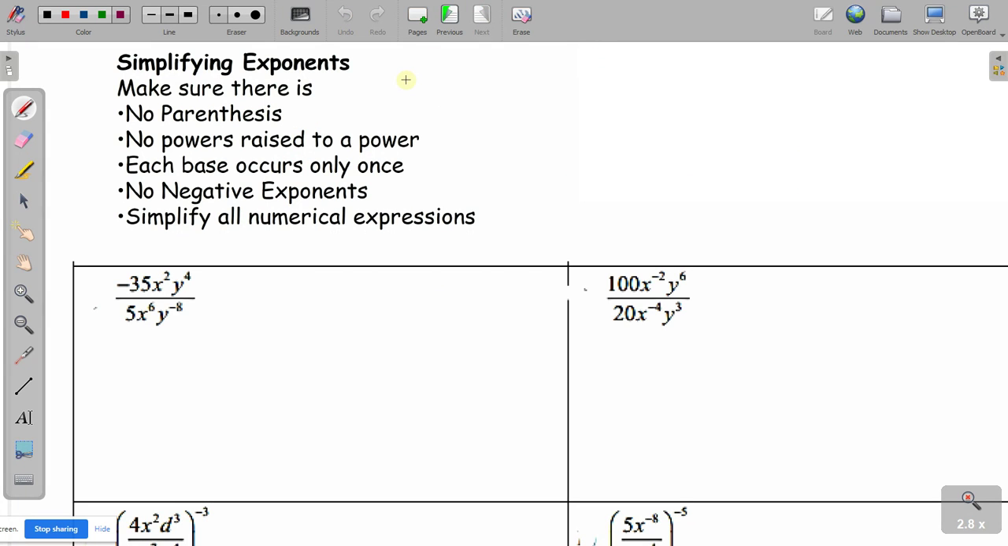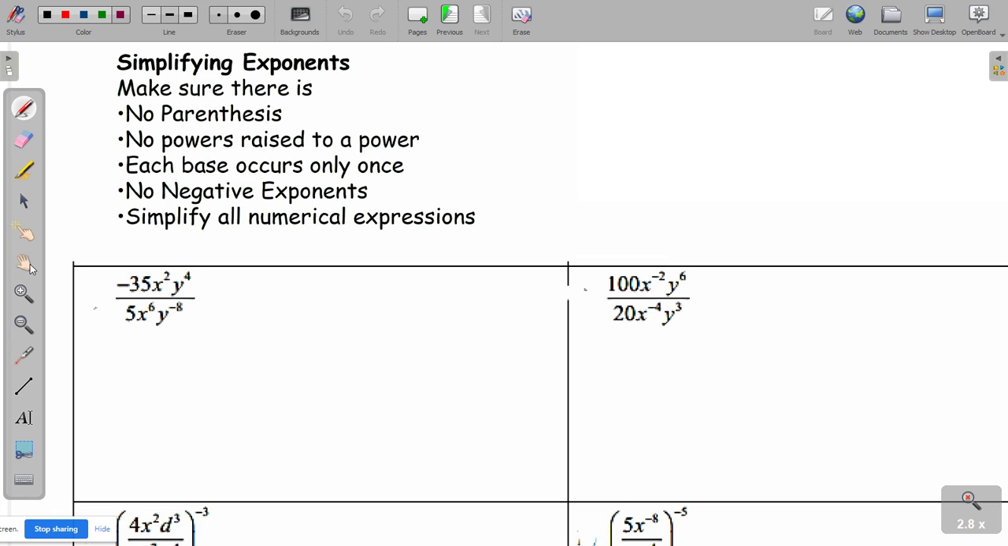Okay, now let's look at some problems putting everything together. So here's some things you need to make sure. There's no parentheses for your final answer. No powers raised to a power. Each base is only occurring once. There's no negative exponents, and all coefficients are simplified.